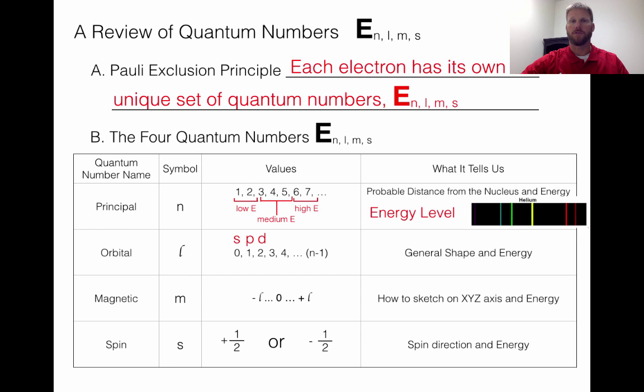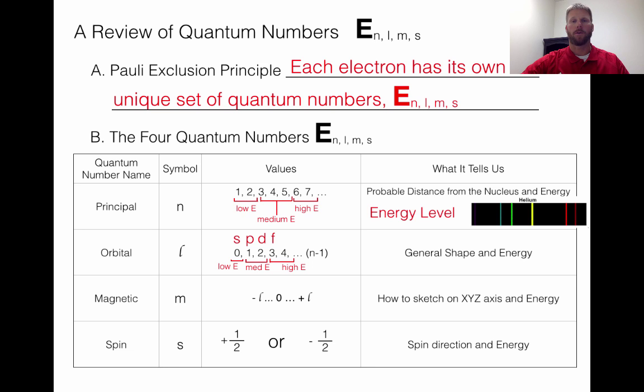Then we have the cloverleaf shaped d orbitals, and we have the really crazy high energy f orbitals. So once again, starting from low numbers and going to high numbers, we go low energy to medium energy to high energy. And remember, the orbital quantum number tells us the shape of the orbital.